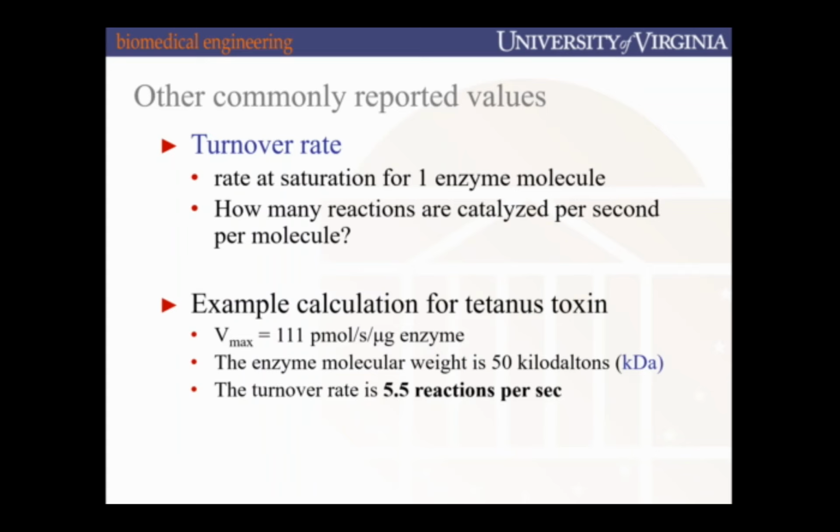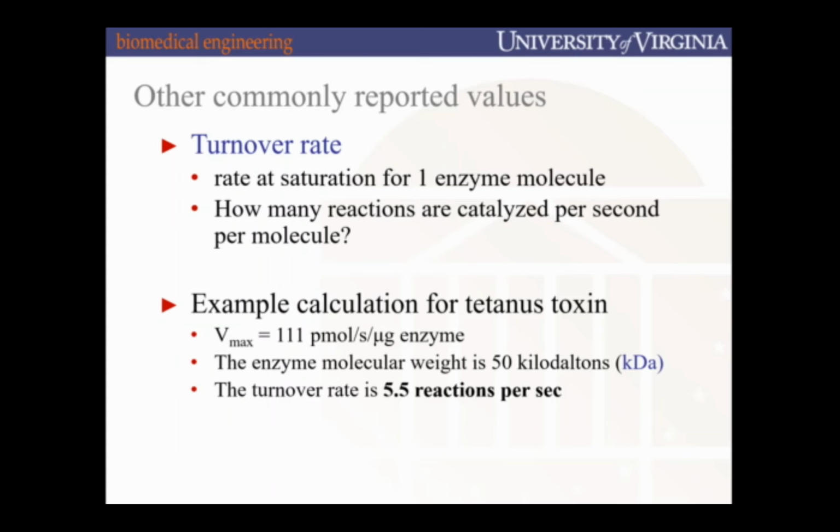The Vmax for tetanus toxin, which acts as an enzyme, is determined to be 111 picomoles per second per microgram enzyme. If we have the Vmax and we want to know the turnover rate, all we need is the molecular weight of the enzyme, and we can look this up to see that the molecular weight of tetanus toxin is 50 kilodaltons, or kDa. The term kDa is what we use for protein molecular weights. It's essentially the same as grams per mole.